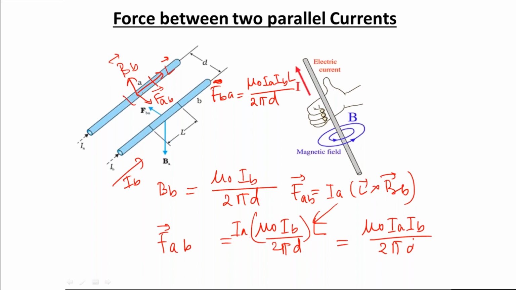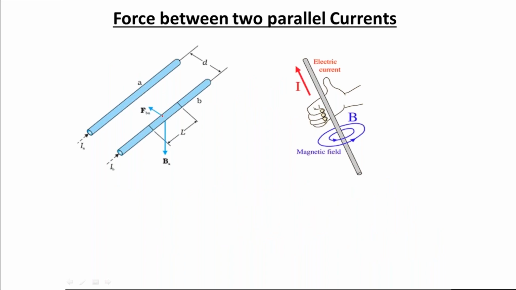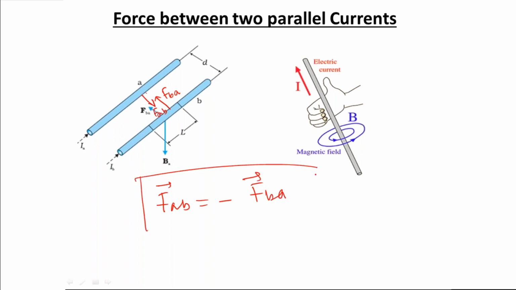If I simplify or write it in a similar fashion as I have written for the previous one, you can see that the magnitude of the force for both of them is the same. Look here: mu naught, I_A, I_B and L in the numerator, and in the denominator you have 2 pi D. So these are the same. This is the force on B due to A, and the same magnitude of force will be experienced by A in the opposite direction. That means they are just pulling each other, or attracting each other. So F_AB will be minus of F_BA.